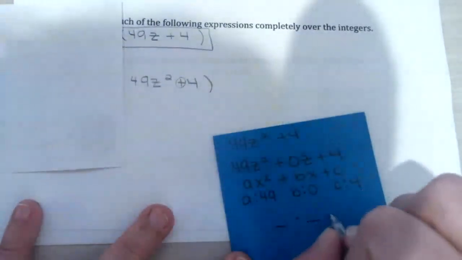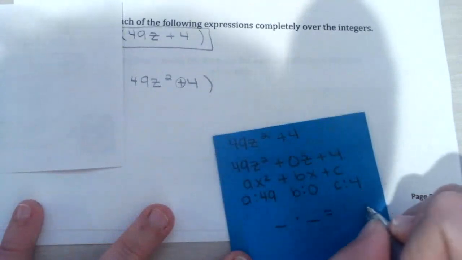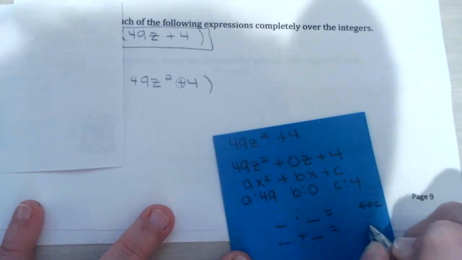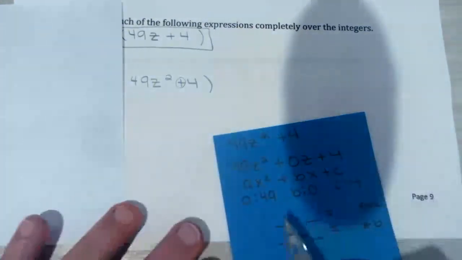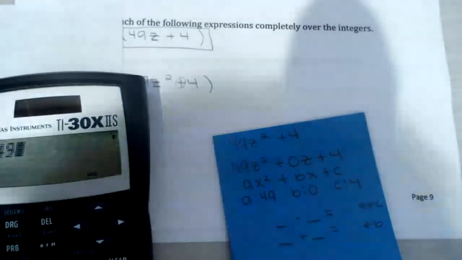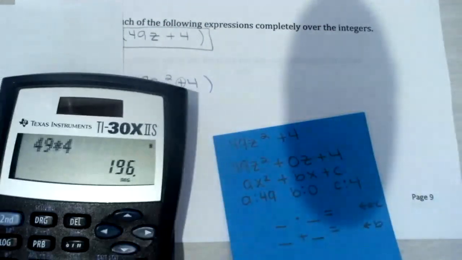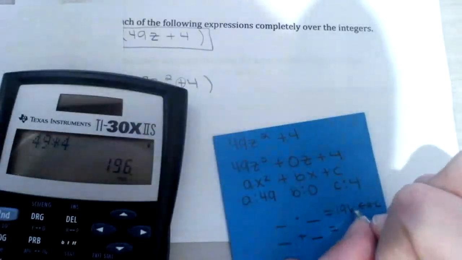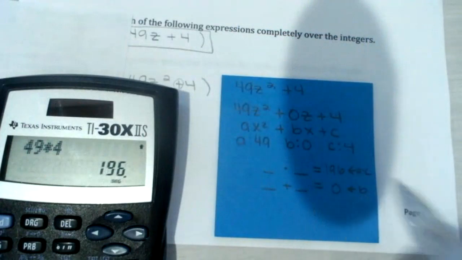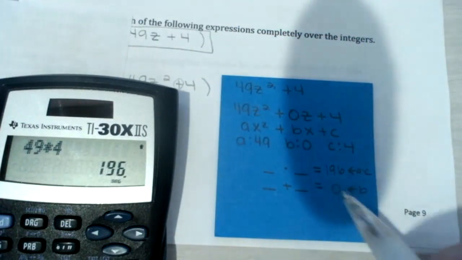So we're looking for two numbers that multiply together to give us a times c, and the same two numbers add together to give me b. So a times c, 49 times 4, which would give us 196. And then add together to be b is 0. So if you look on here, nothing's going to work to fill in our blanks to give us 0. Because they have to have the same sign.